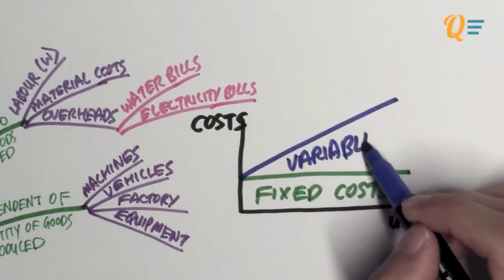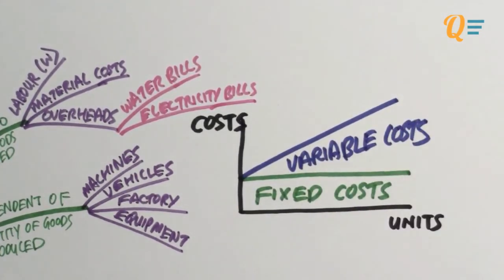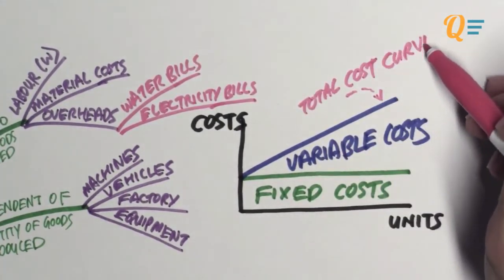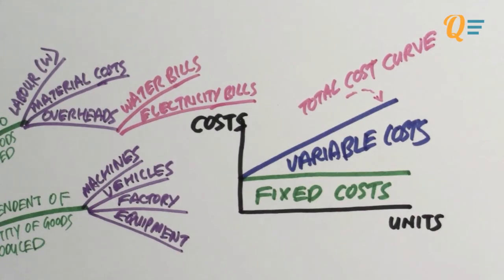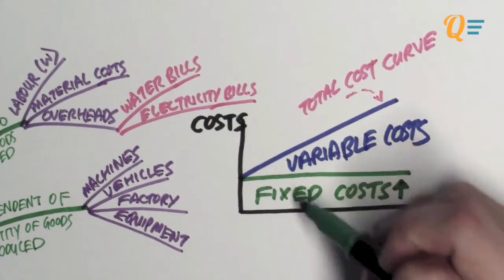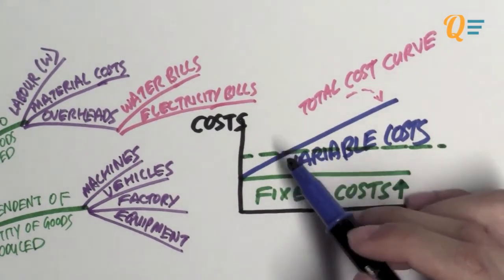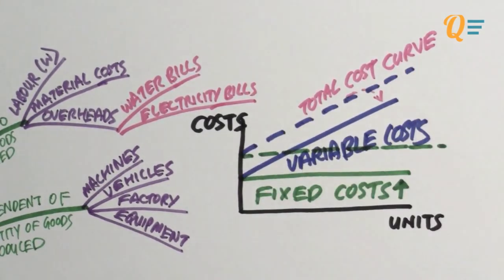Your variable cost will be increasing as you produce more of that good. So this blue line over here is actually your total cost depending on how many units of that good you produce. So what if fixed cost is going to increase? The green line is going to shift upwards in a parallel fashion. The blue line is going to shift upwards in a parallel fashion as well. So that is going to be your new total cost curve.